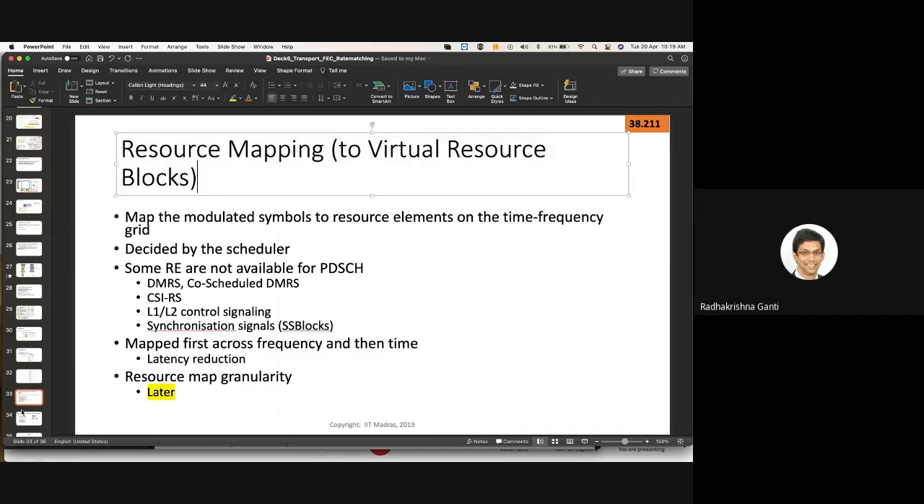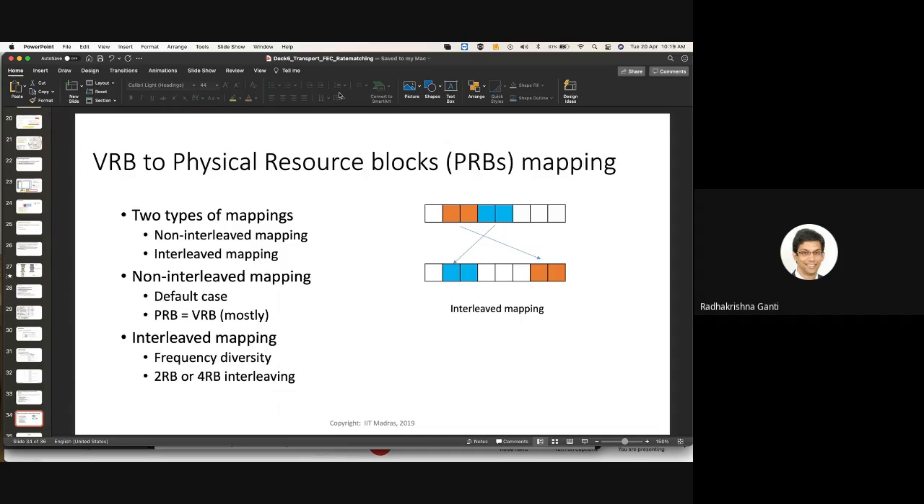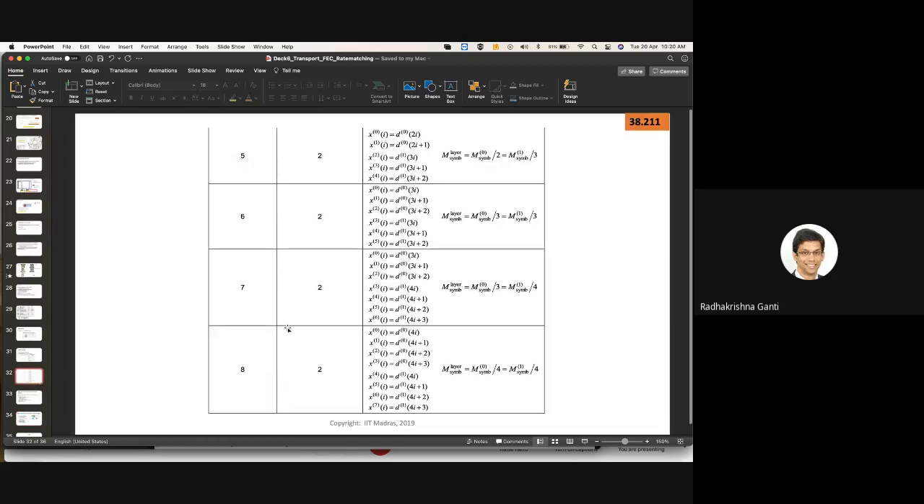There is also something called virtual resource block to physical resource block mapping. Let's not worry too much about this. Whatever you get till now is called the virtual resource block, and when they map to physical resource blocks, they do some interleaving to get more frequency diversity. Again, this is nothing to worry about in the first set of courses. So at this point, you have constellation points in different layers. Each layer goes into a resource grid, and you map these points to the elements of the resource grid.